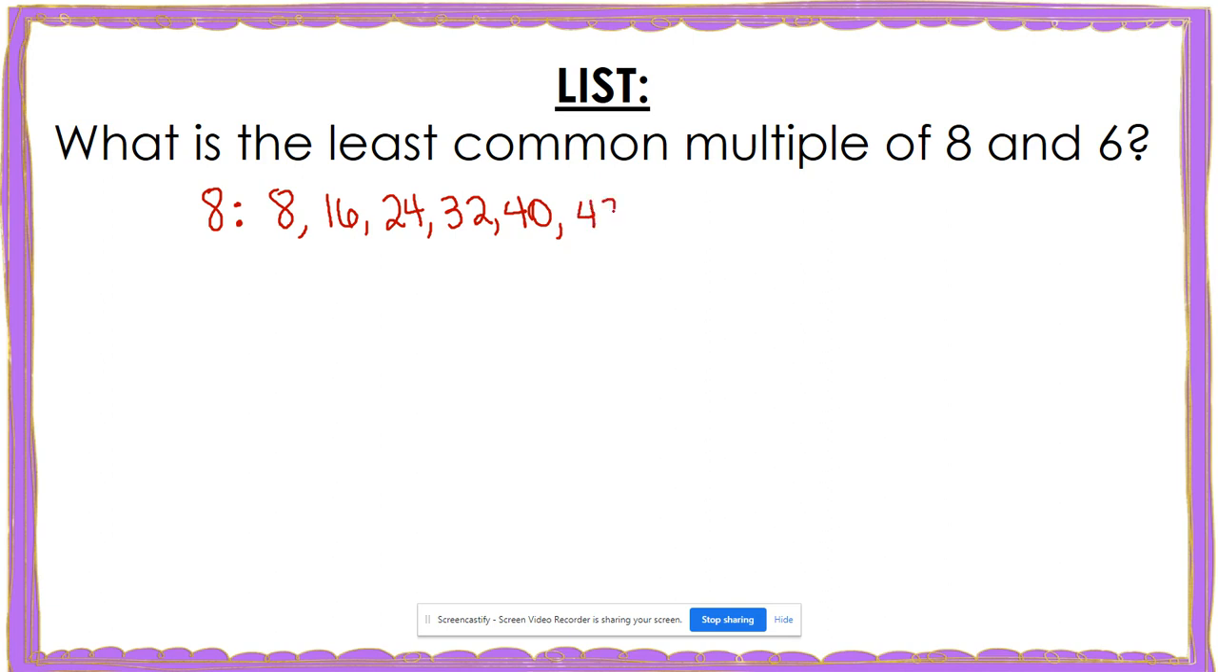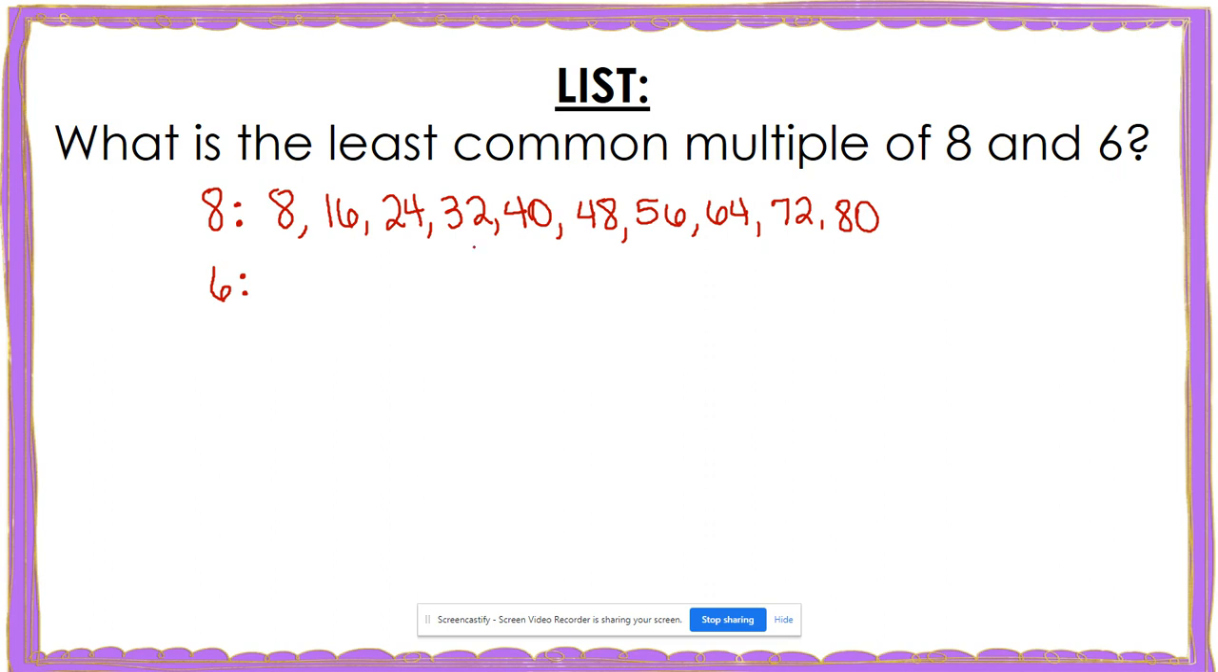8 times 6 is 48. 8 times 7 is 56. 8 times 8 is 64. 8 times 9 is 72. And 8 times 10 is 80. I'll stop right there and go on to 6. Sometimes you have to go further than that. It just depends on what you find when you start doing your other list.